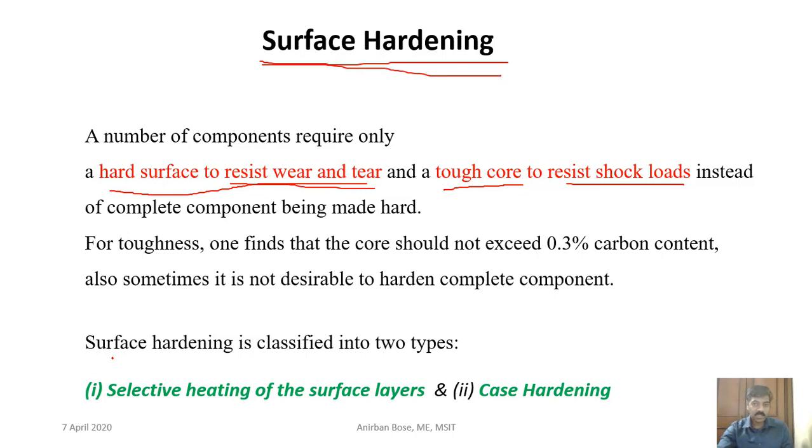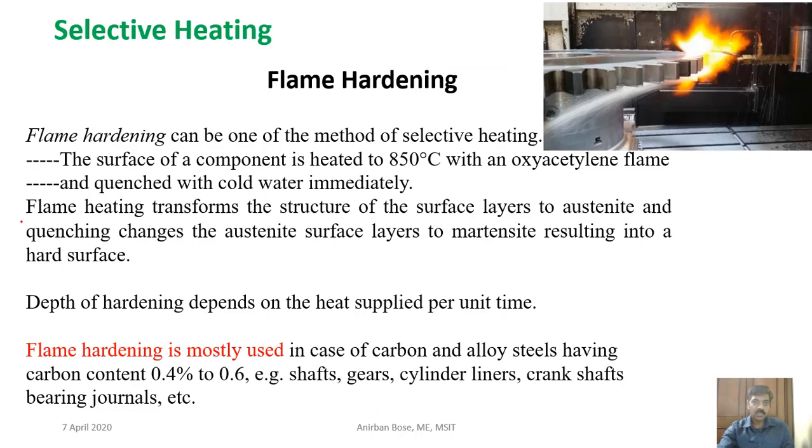This surface hardening can be of two kinds in general. One is the selective heating of the surface layers, another one is case hardening. So first we will see the selective heating of the surface layers. The first you can see here is flame hardening.